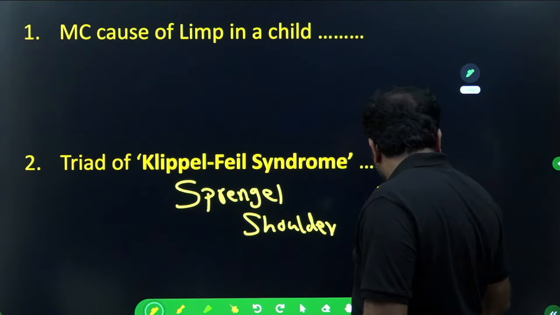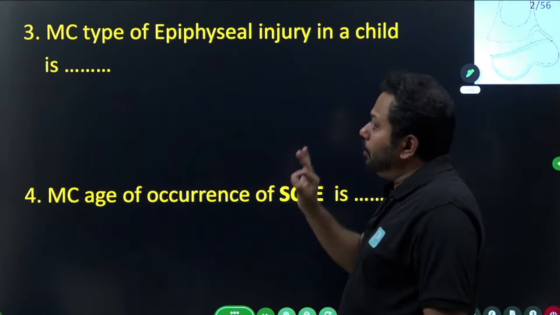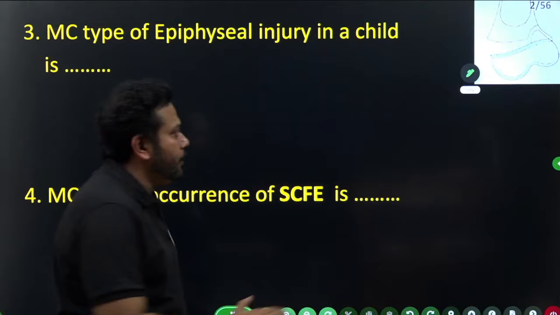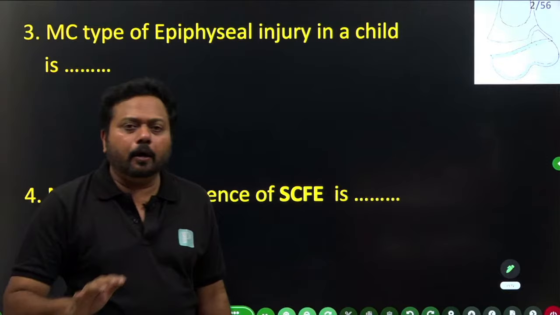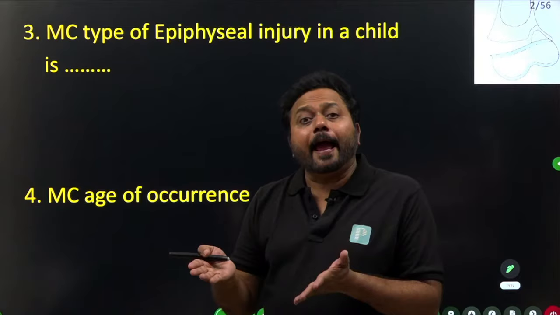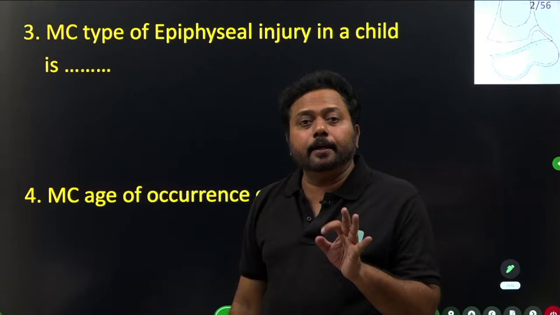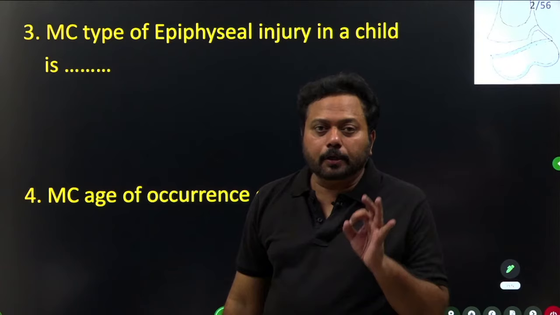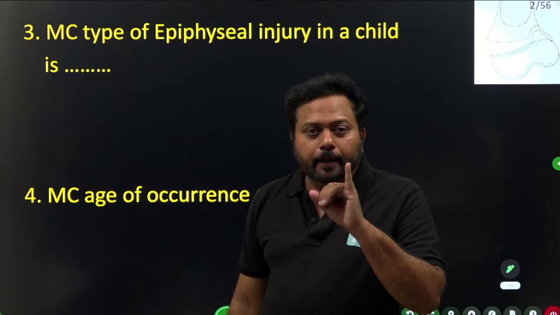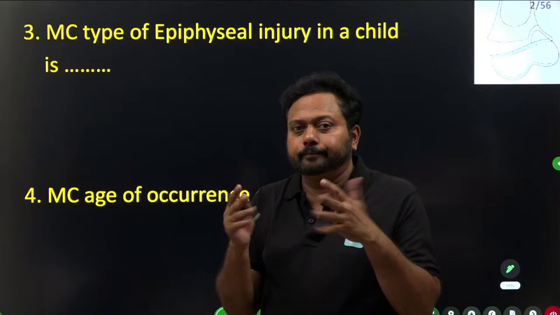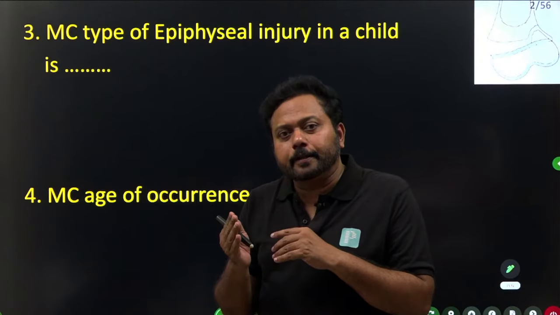Coming to the third one-liner, most common type of epiphyseal injury in a child. We know that epiphyseal injury is classified by Salter-Harris into 5 types. Rang came later, then he added the 6th type. So nowadays epiphyseal injury has 6 types and it's called the Salter-Harris and Rang classification. Type 1 is complete separation of epiphysis from metaphysis without a fracture.